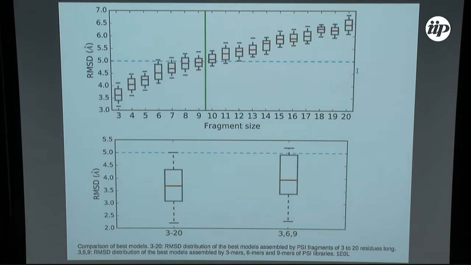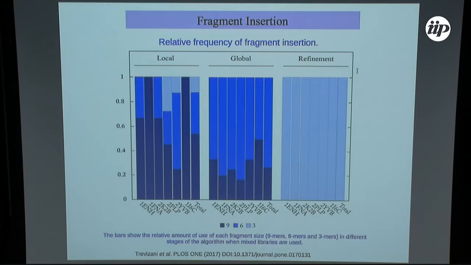Another important finding of this analysis is how to use these fragments. If you are using 3 fragment libraries of length 9, 6, and 3, what is the best order to use these fragments? Our greedy algorithm has 3 steps: a local step, a global one, and a refinement step. And here we have the relative amount of use of each fragment size.